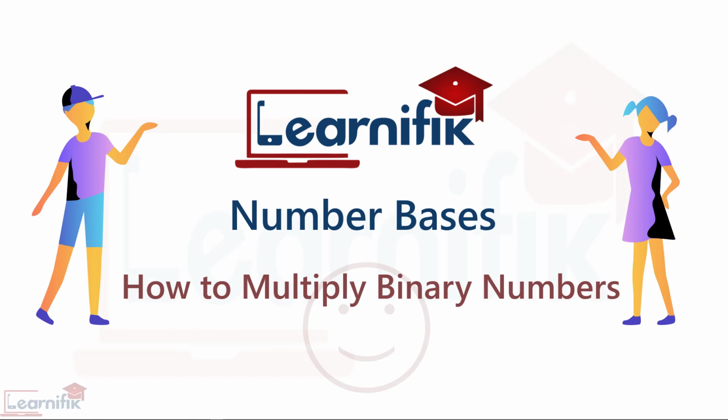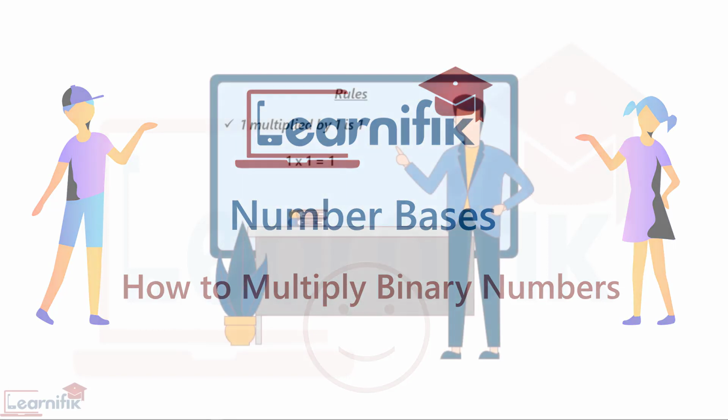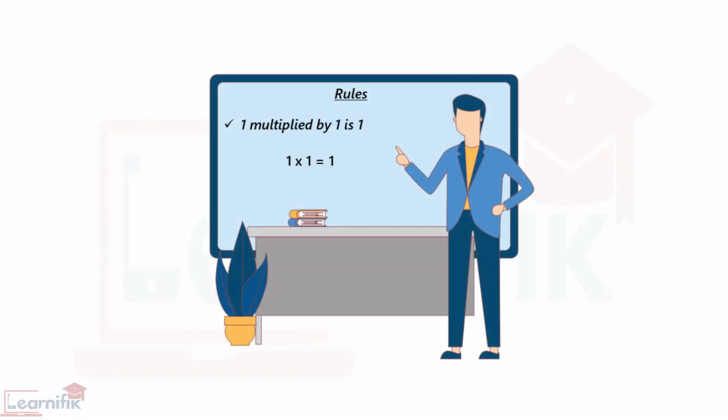In this lesson, you will learn simple ways to multiply binary numbers. When multiplying binary numbers or base 2 numbers, there are essentially 3 rules you need to know. First, 1 multiplied by 1 is 1. Secondly, 0 multiplied by any number is 0. The third rule is how to add binary numbers. If you're not comfortable with additions in binary, you can watch our video on this topic.